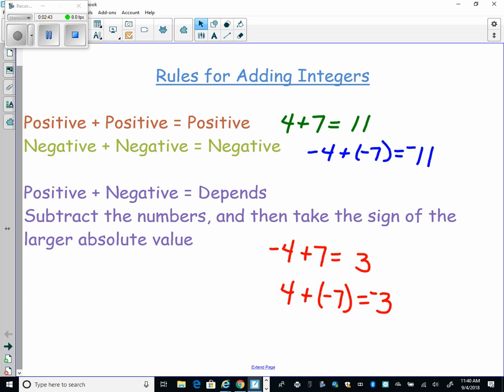Again, same signs, just add, keep the same sign. If you have different signs, you're adding a positive and a negative, you are actually going to subtract. Even though it says add, you are going to subtract. Larger minus smaller, take the sign of the larger number.